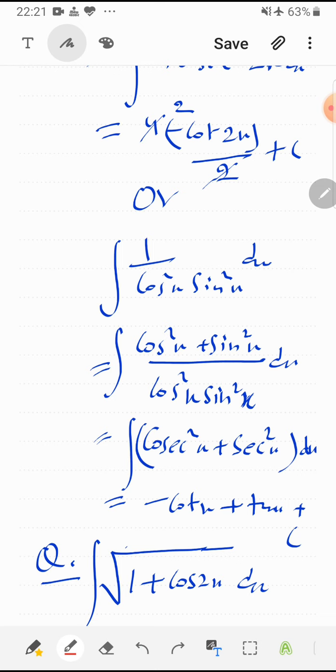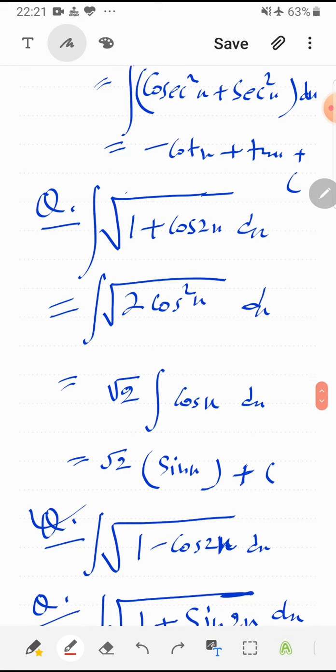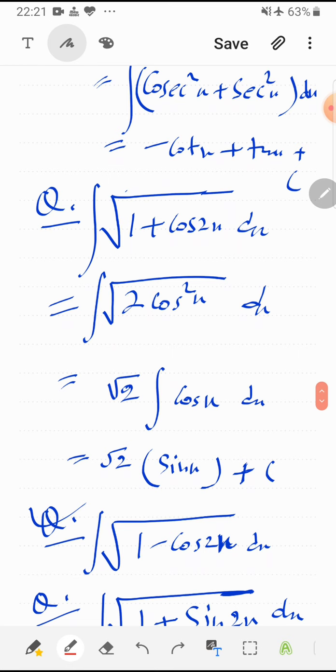Now the next question is very interesting and very common: under root of 1 plus cos 2x. This expression is very common. We have done this in trigonometric function identity. This can be written as 2 cos square x. 1 plus cos 2 theta is 2 cos square x. So root 2 can be taken outside the integral, and cos square x is under root, so it is cos x. So the integral of cos x is sin x plus c.